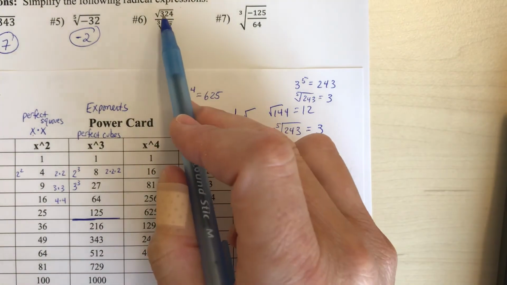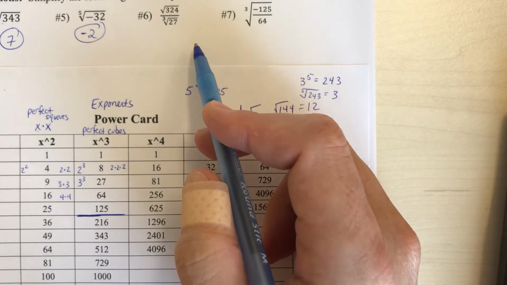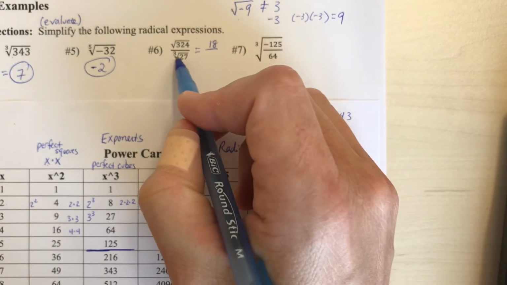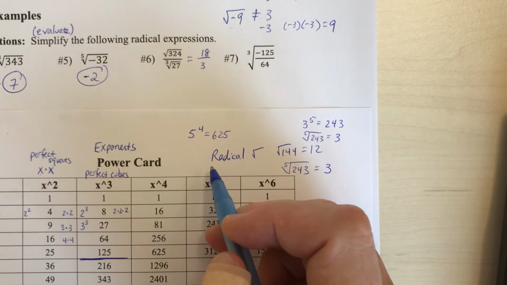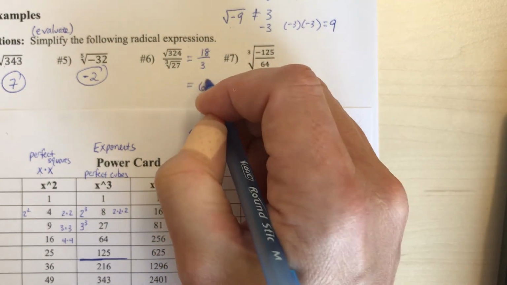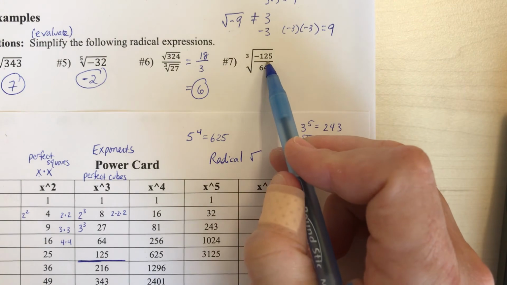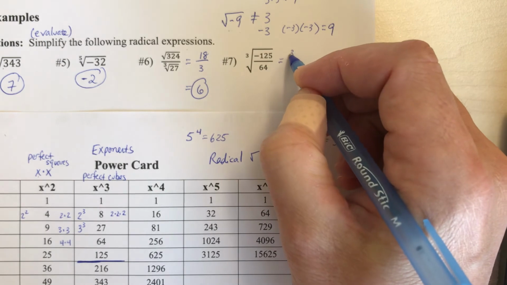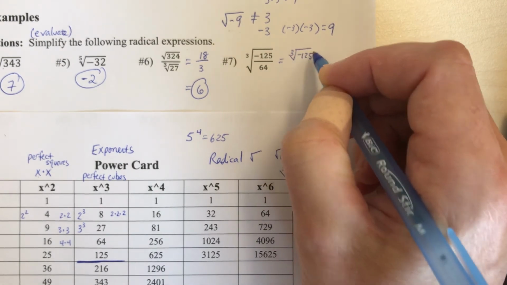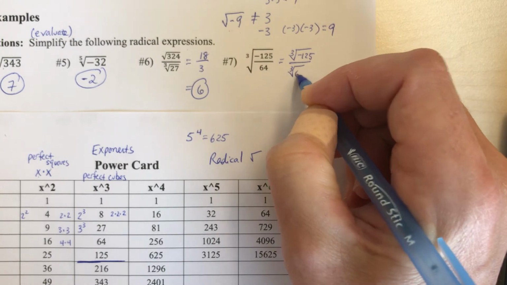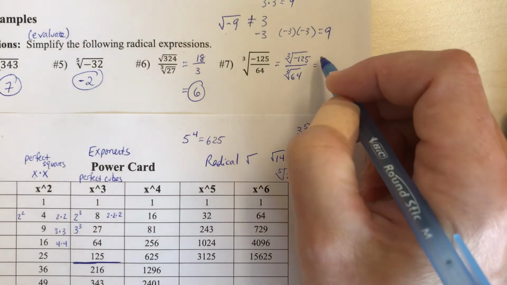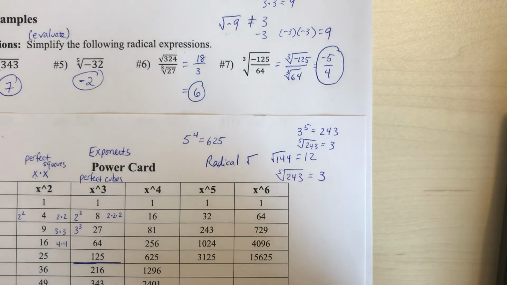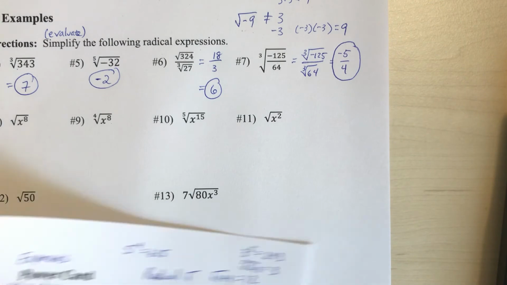Now number 6, the square root of 324. Now that is not on the power card, but that is equal to 18. The cube root of 27 is 3. And now we can simplify that. 18 divided by 3 is 6. Now if you take the cube root of an overall fraction, that's fine. That's the same thing as doing the cube root of the numerator divided by the cube root of the denominator. And that would be negative 5 over 4. Now as a fraction, we always want to simplify, but in this case, it's good.